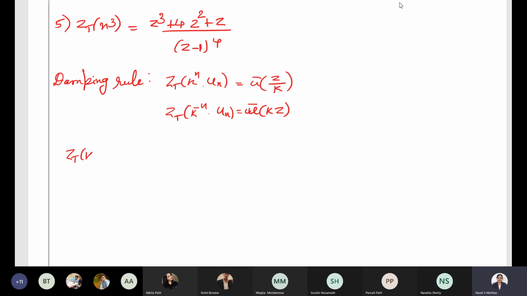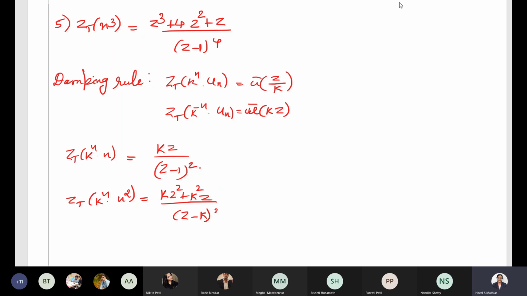They are Z transform of k power n into n. This is nothing but kz by z minus k whole square. Then we have proved Z transform of k power n into n square, which is nothing but kz square plus k square z divided by z minus k whole cube.